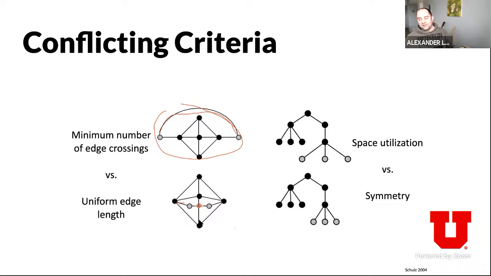So that's a trade-off we will always have to make, and all of these different things have similar trade-offs. Here, for example, maximizing angular distance between the edges is in conflict with symmetry. Here you have a tree where a root has three nodes, and then here you also have a root and three nodes, but they look fairly different. If you want them to be symmetric, you have to do it like this. And so here you change angular distance and you change space utilization. And so again, a trade-off that you have to make.